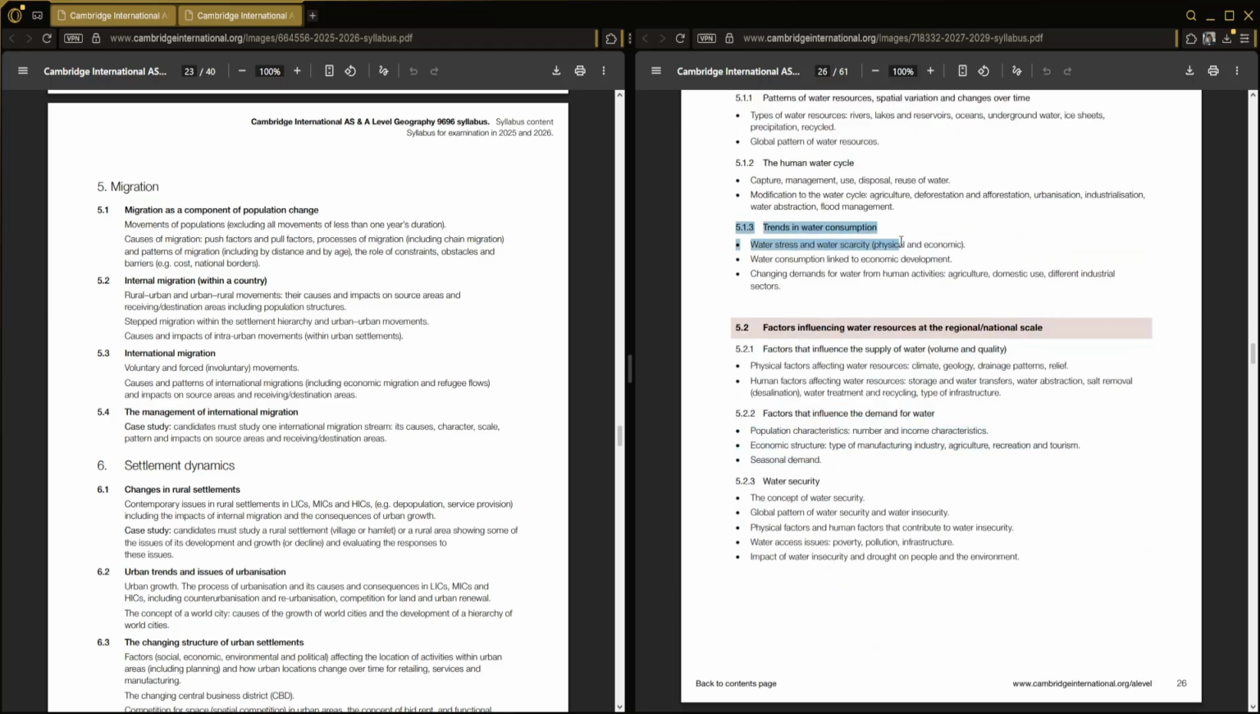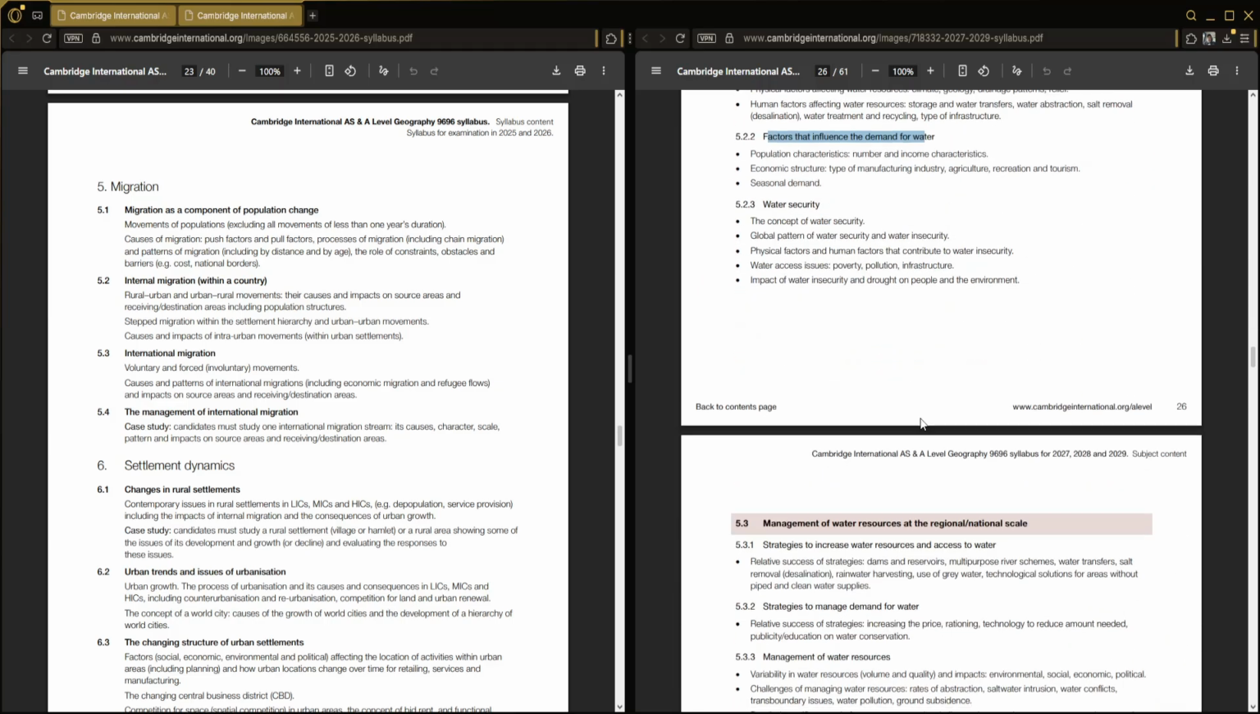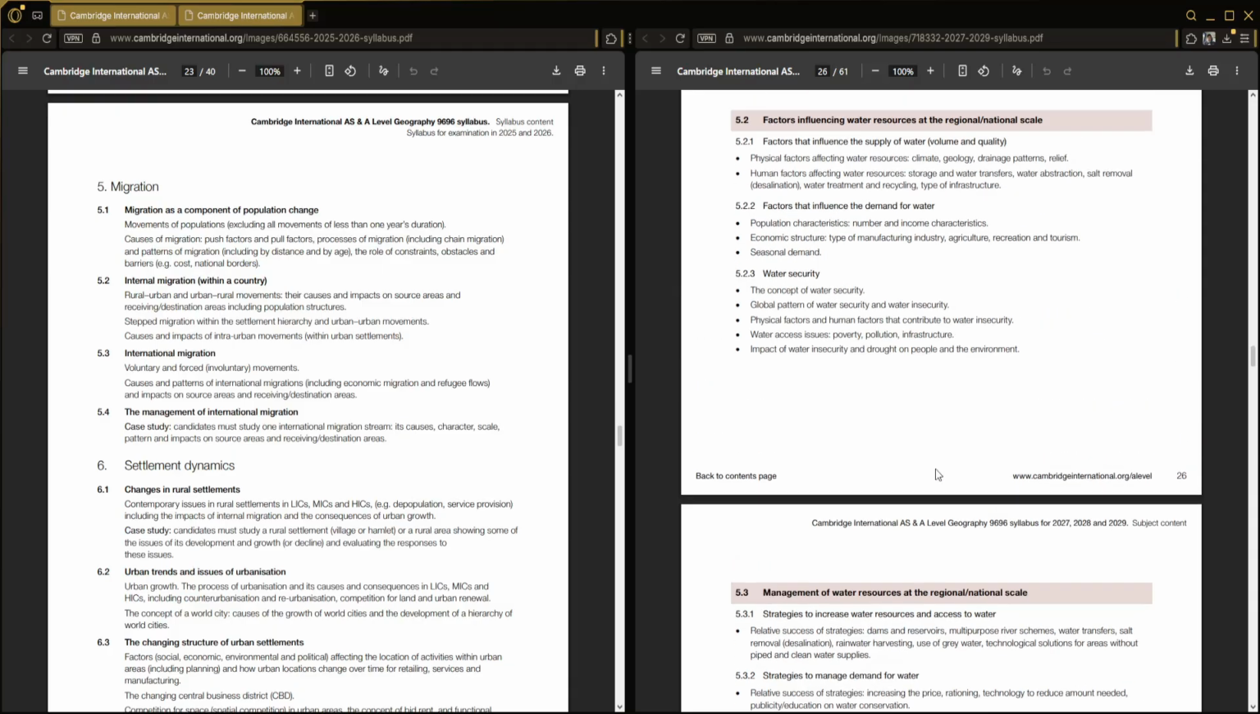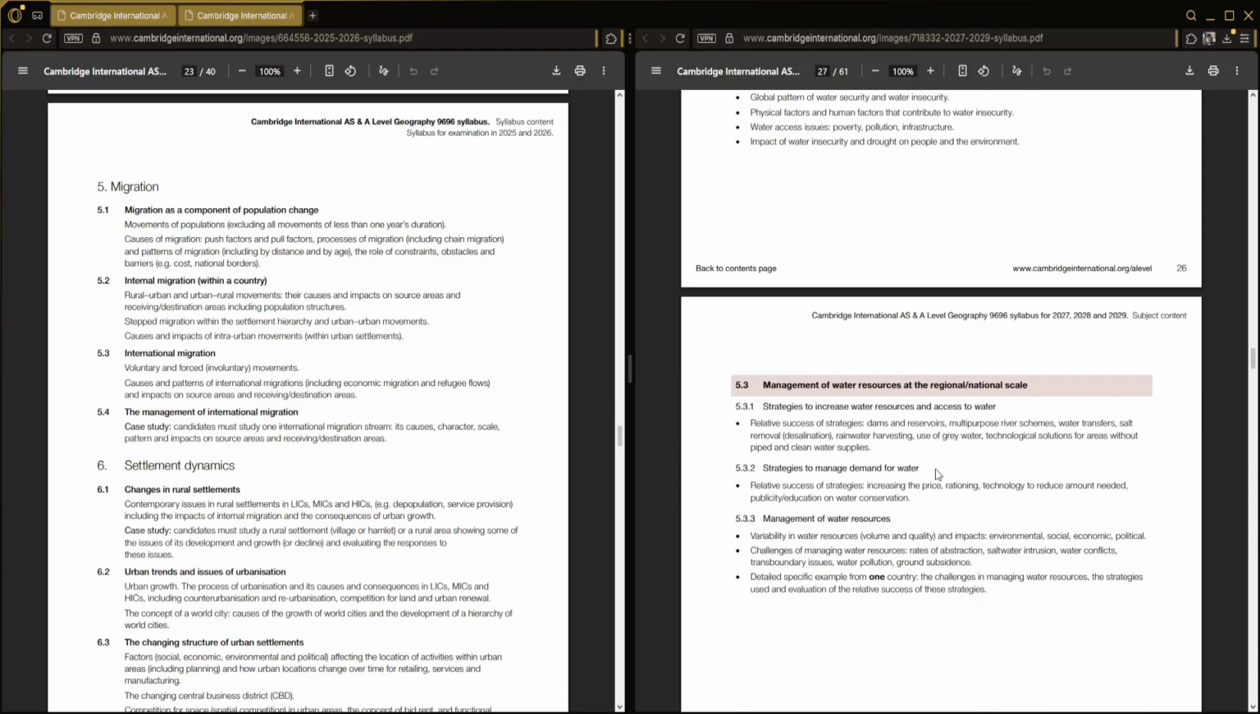So when you're learning about water consumption, you're learning about the factors that influence demand, then you're learning about how you manage demand. So it's a lot of building onto each other. So again, the content you have to study for water is not a lot. So even though it's a new topic, don't worry.